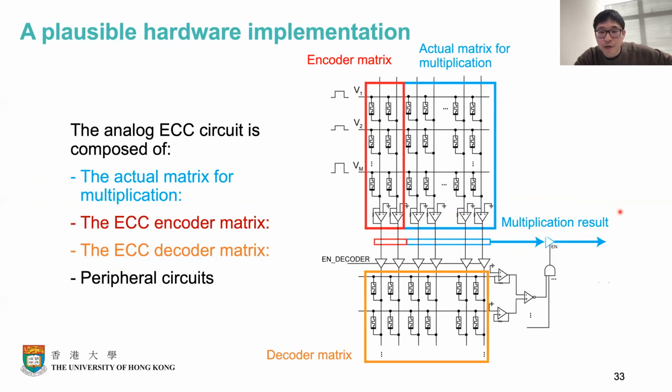Here we can also show a plausible hardware implementation so that this entire encoding and decoding process does not impose too much additional overhead. It has primarily 4 parts. The first part is the actual matrix for the multiplication. The second part is an encoder matrix. The third part is a decoder matrix, which is also a crossbar. And the fourth part is all the peripheral circuits, which we don't foresee to be a very large overhead.